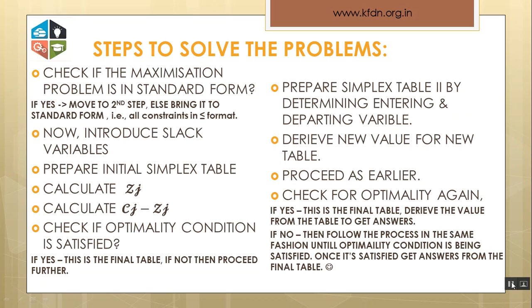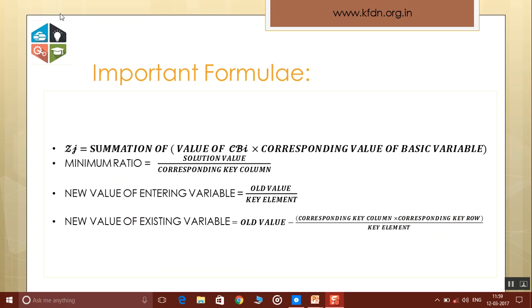Moving on, here are some important formulas to be used. First, Zj is equal to the summation of the value of CBI times the corresponding value of the basic variable. Now again, CBI will be discussed further in this video.